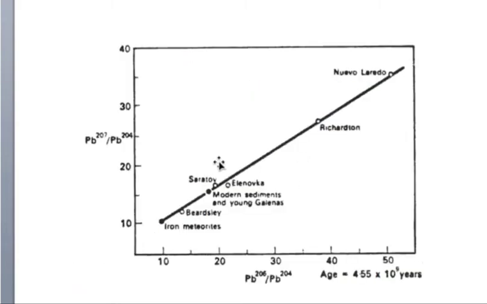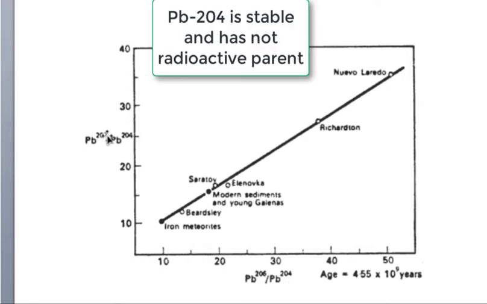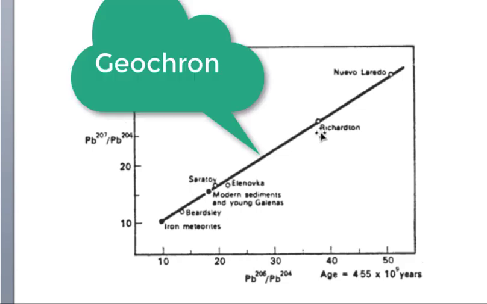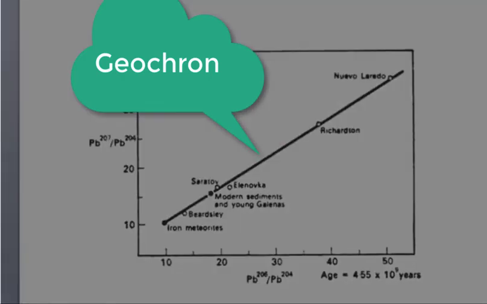So here's another look at that graph. We got the 207/204, 206/204. We normalize the isotopes to 204 because 204 is stable. It doesn't have a radioactive parent. So whatever 204 the solar system started with, we've always had that 204. But you can see the iron troilites plot down here, very low values of 207 and 206. But then the chondrites plot at varying concentrations. But see, they plot on the same line. And note that the modern sediments and young galenas also fall on this line. So that's how we get the age of the Earth. And this line is called the Geochron. That line is called the Geochron.